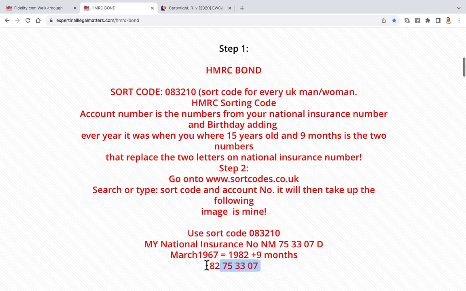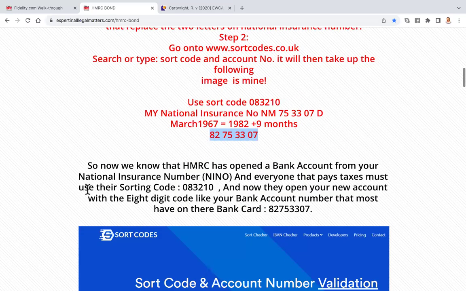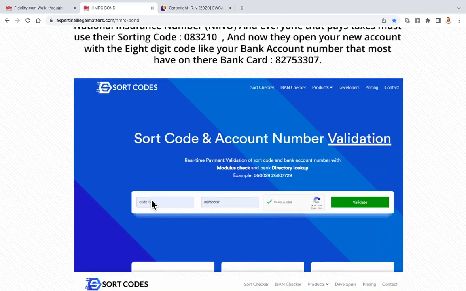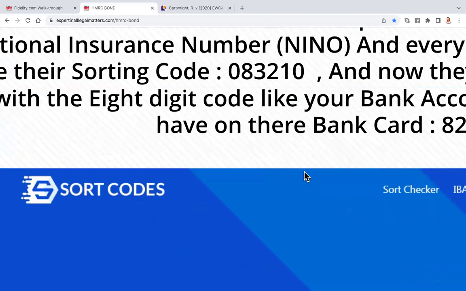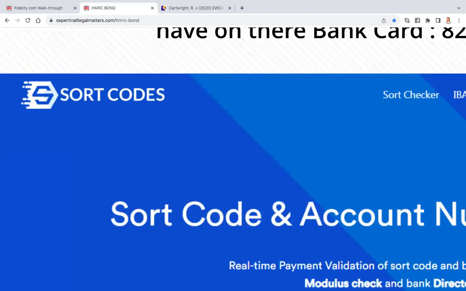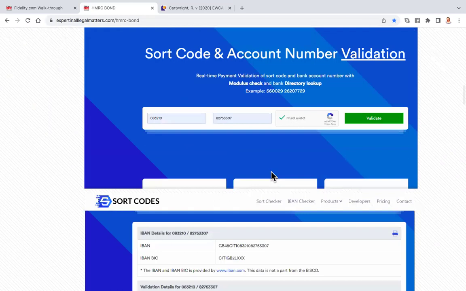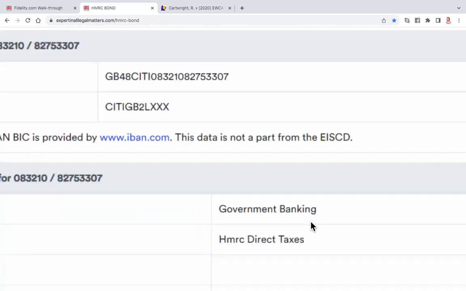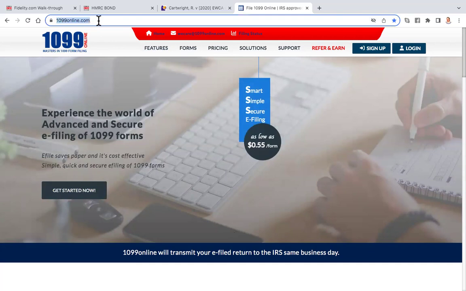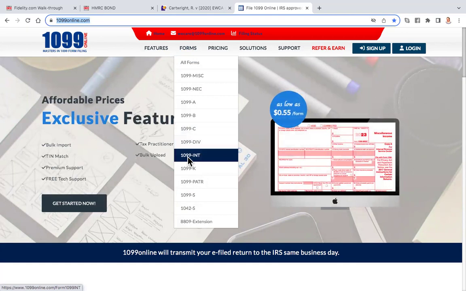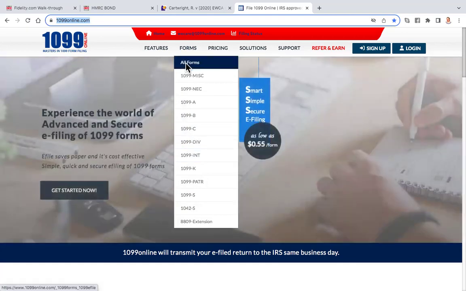So this is how you work out your IBAN number, right? You've got your sort code validation. Here he's put the 82753307 from that number into sortcodes.co.uk to work it out. Validation, then he's worked out his IBAN number, okay? But here's 1099online.com, and in America you can fill out these forms and submit them online, but you have to be on the American taxing code.